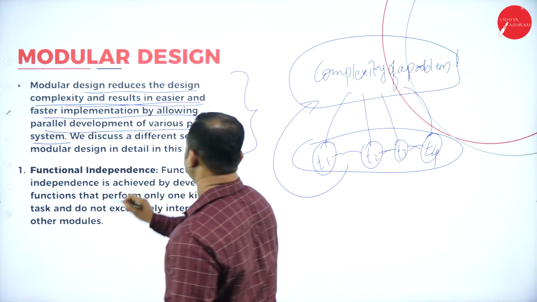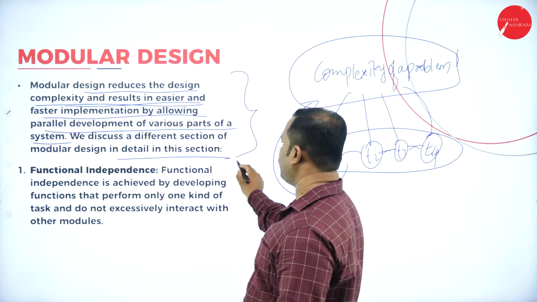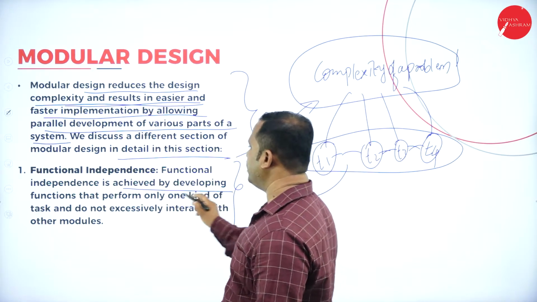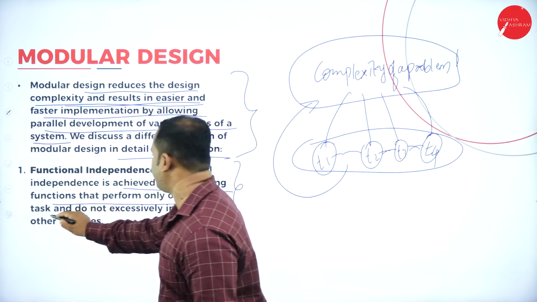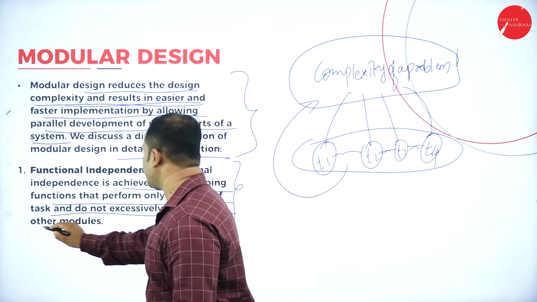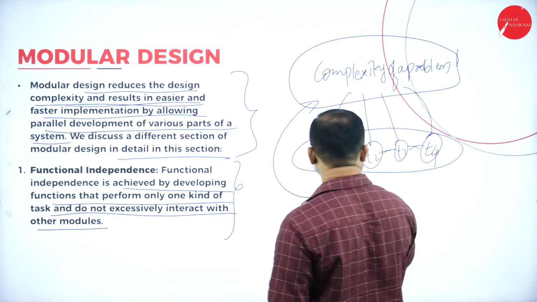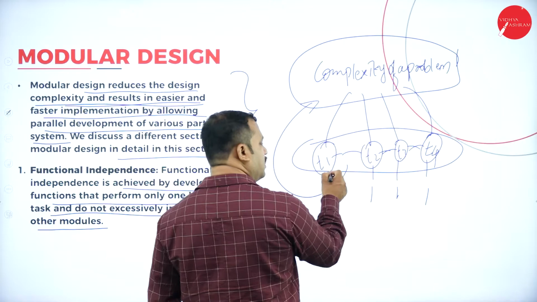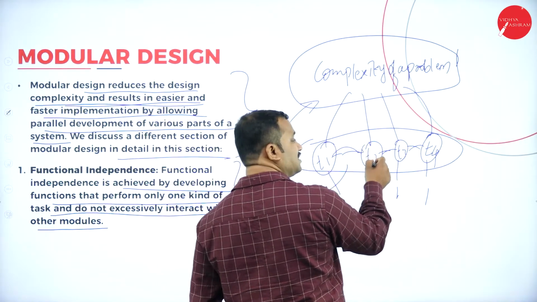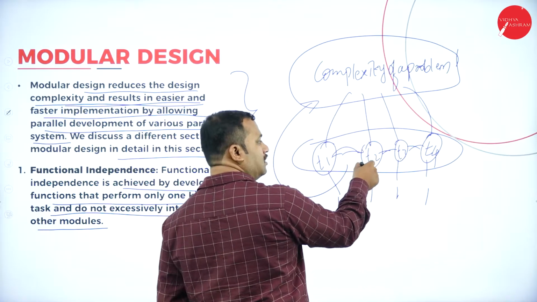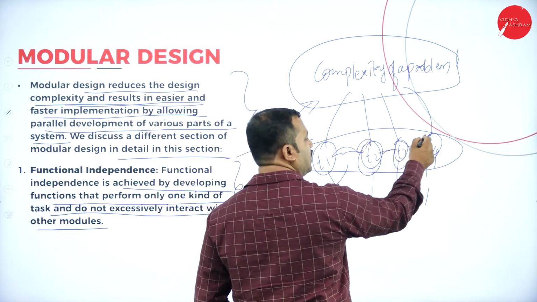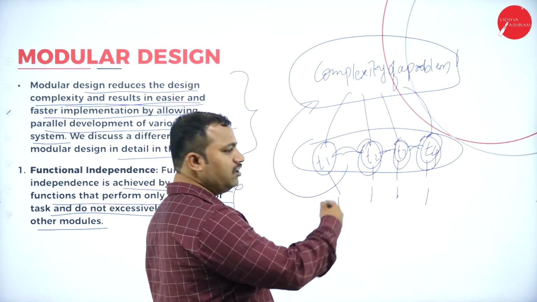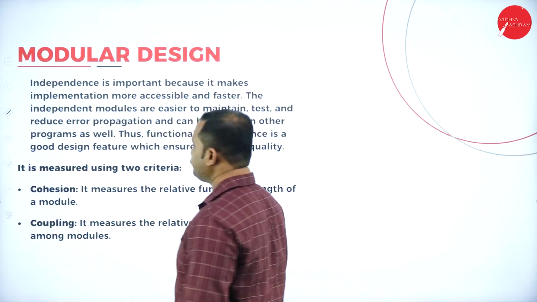The same thing is explained here. In this section, you are going to learn what functional independence is. Functional independence is achieved by developing functions that perform only one kind of task and do not excessively interact with other modules. That means it performs only one task, this one performs another task, another task, another task. But it does not depend more on T2. That is, whatever the development team T2 is doing, and T3 and T4, T1 is not at all dependent on any of these modules of any of those teams. That is the meaning of that.